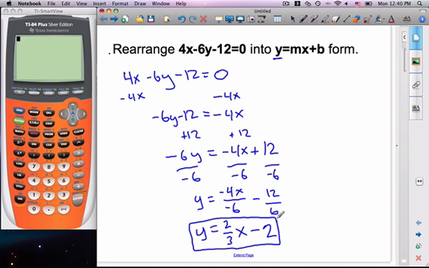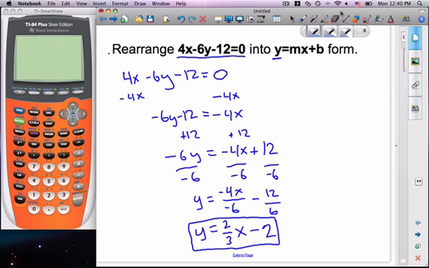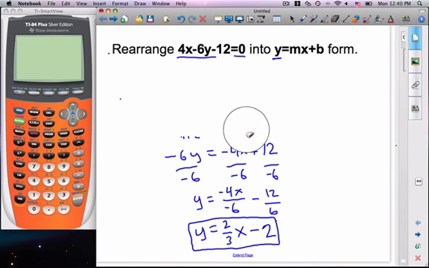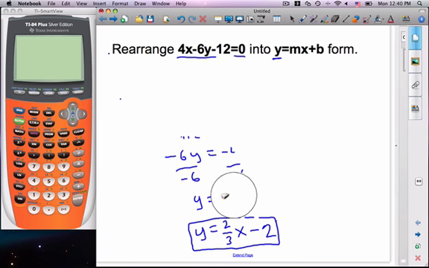This isn't necessarily the fastest way to do this problem. The first thing you should do when converting an equation like this into y equals mx plus b form is look at the y. Is the y here positive or negative? If it were positive, I would go ahead and do the problem exactly the way that we just did it. But it's not. It's negative. And so what I'm going to do is show you a little bit of a faster way to do it.